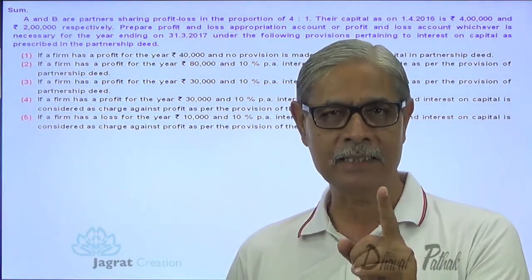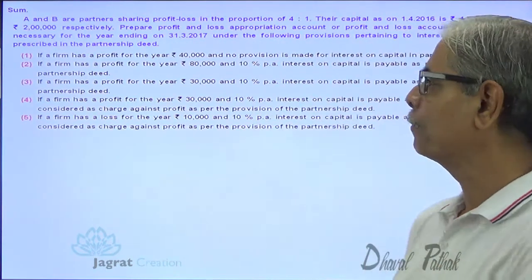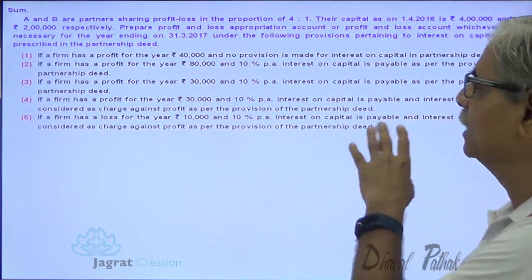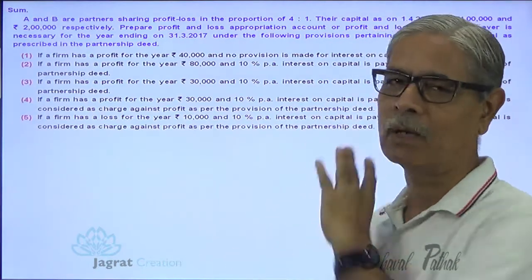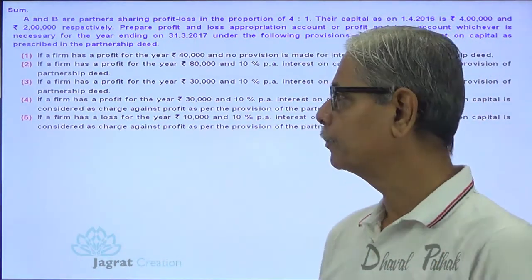And this is so because it is agreed by the partners. So partners have agreed to consider that interest on capital is a charge against profit. So it will be debited to profit and loss account.